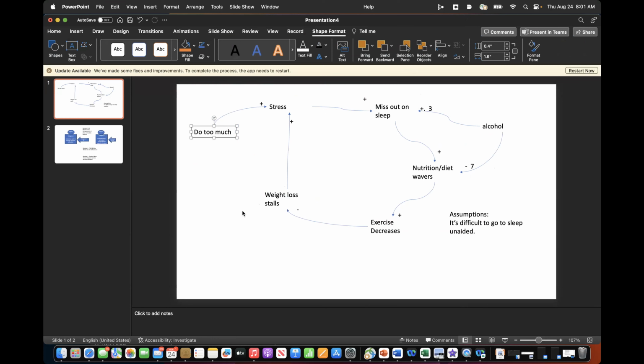All right, so let me pause. How are you feeling about everything we talked about with the causal loop diagram, doing the capacity analysis, and updating your key results, respectively?